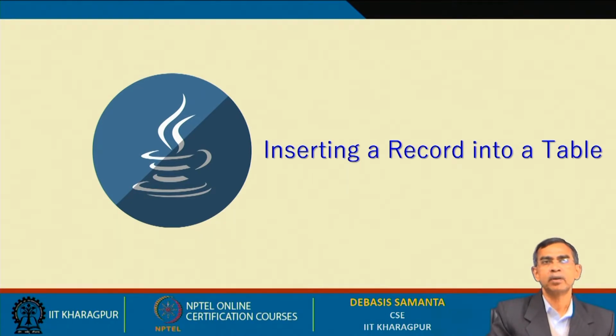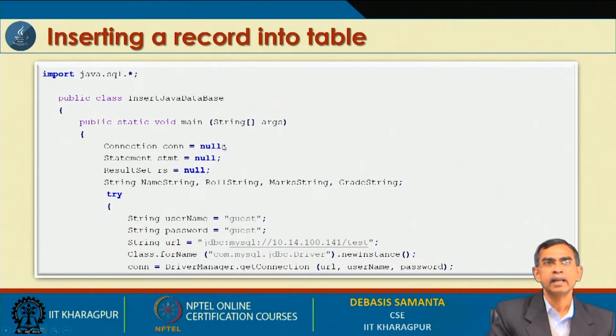Now, we will discuss how a record can be inserted into a table, again from the Java application. You know how the same thing can be done from the console directly to the MySQL server. Again here you see the connection type objects con, statement and RS. These are three different types of objects: connection, statement and result set. That is what we have defined.